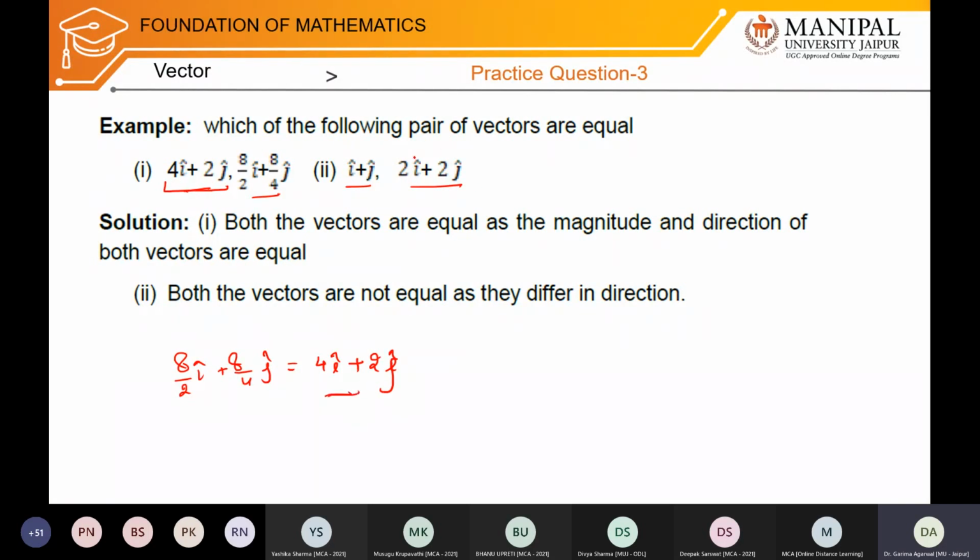Similarly, here if I take 2 common, 2 i cap plus 2 j cap, if I take 2 common, it is i cap plus j cap. Clear? But here this term is not equal to i cap plus j cap. The magnitude is not the same, so this vector is not the same.